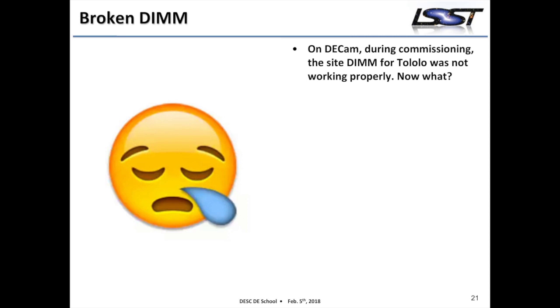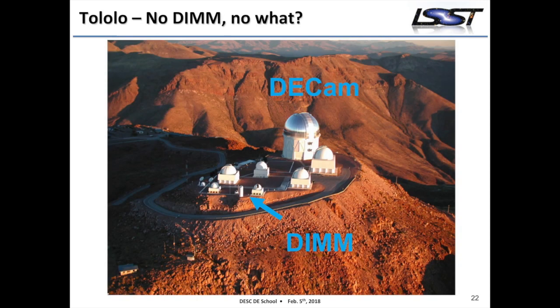We checked the DIMM, and the DIMM was broken. So there's the Tololo, and the Dark Energy Camera is in the big dome in the back, and in the front here is the DIMM, and it's broken. And so we still don't know whether the seeing issue that we're having is dome seeing or atmospheric seeing. What could we do now?